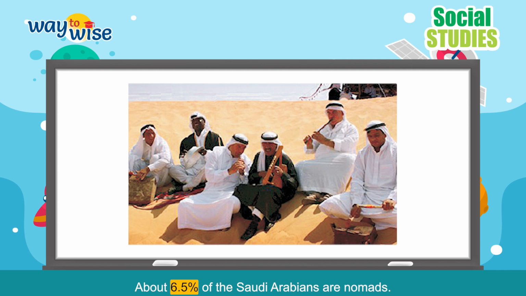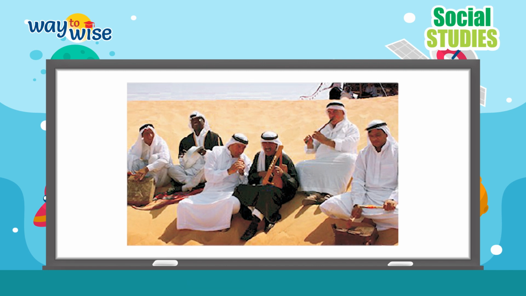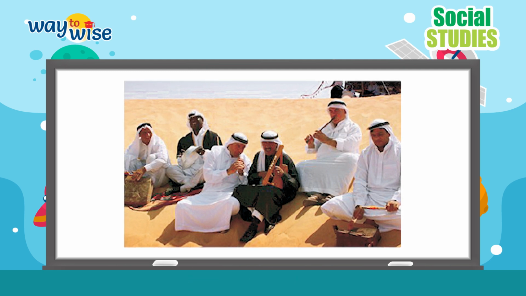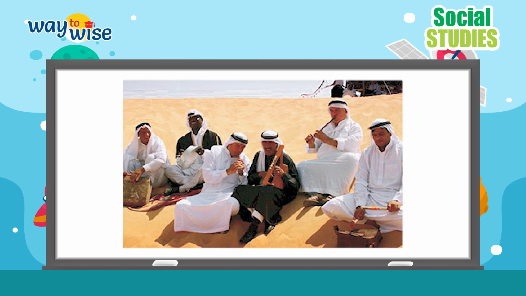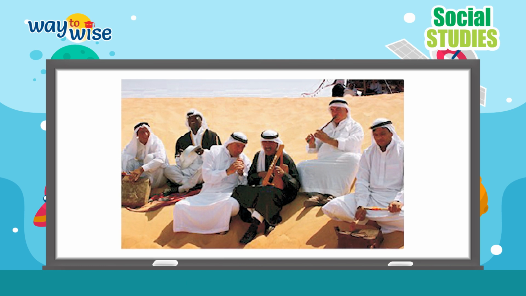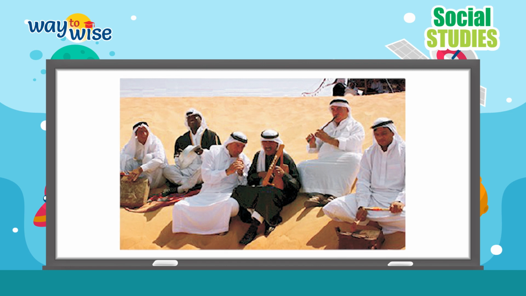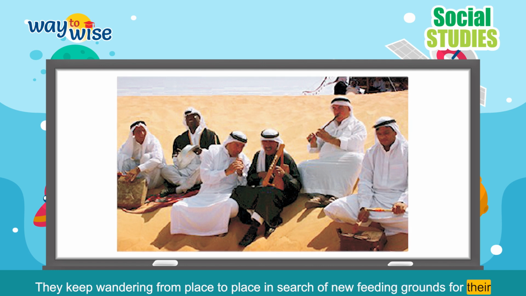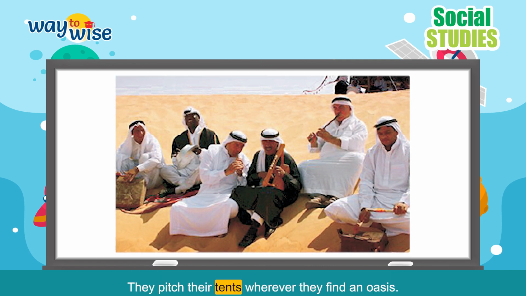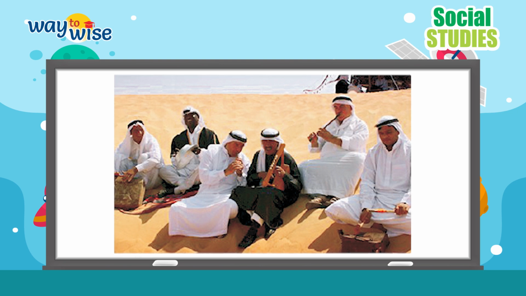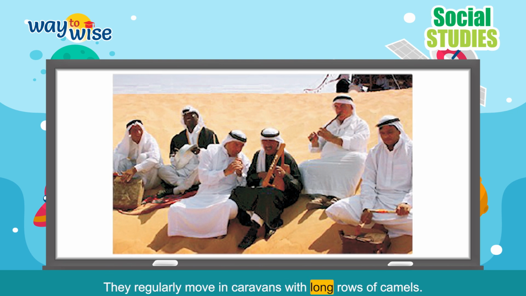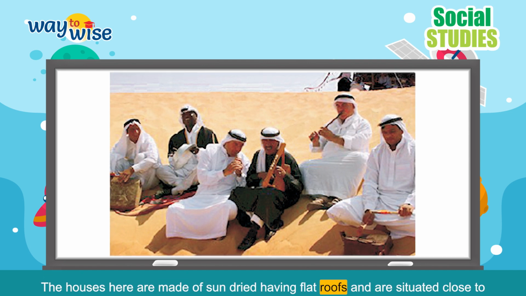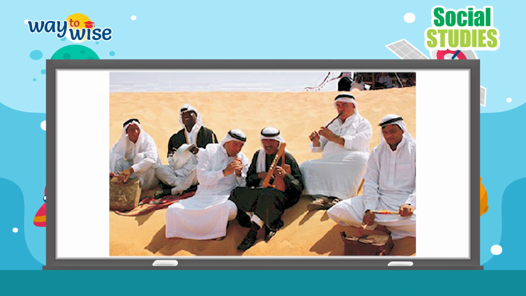About 6.5% of the Saudi Arabians are nomads. They are called the Bedouin. They have no fixed homes. They are a wandering tribe. They live in tents in the desert. They mostly wear loose clothes. They keep wandering from place to place in search of new feeding grounds for their flocks. They pitch their tents wherever they find an oasis. They regularly move in caravans with long rows of camels. The houses here are made of sun-dried bricks, have flat roofs and are situated close to each other.